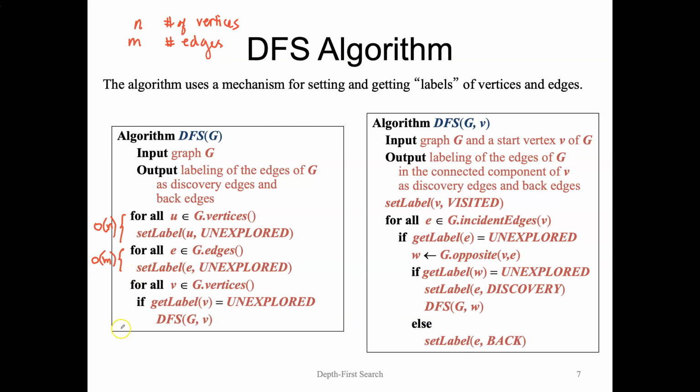And now let's look at the next loop. So we go through each vertex and check to see if it hasn't been explored. If it hasn't, we call DFS. If it has been explored, then we don't do anything for that vertex. So let's just evaluate the first two lines here. The total running time of those first two lines is big O of n, because for every vertex we check, has it been explored or not.